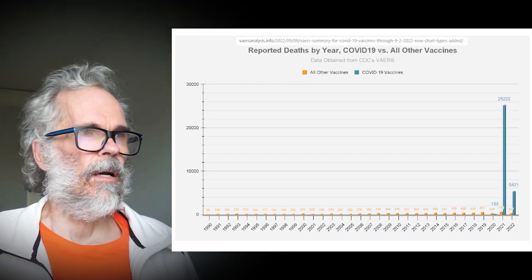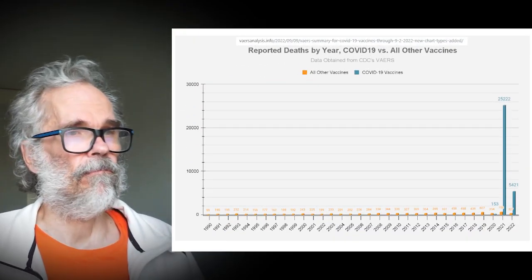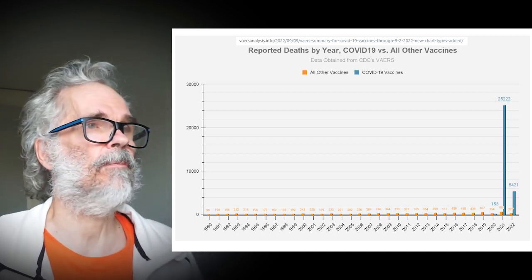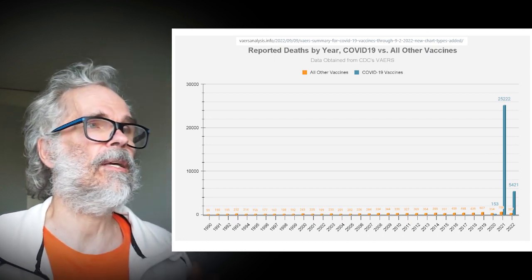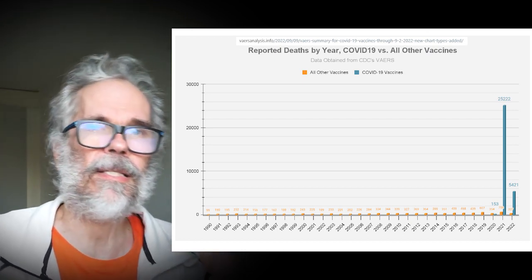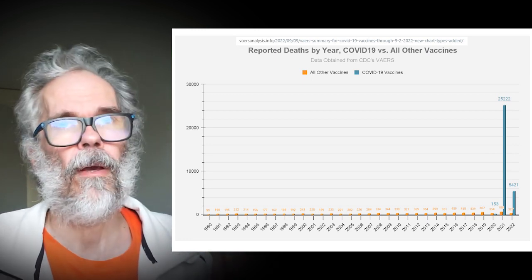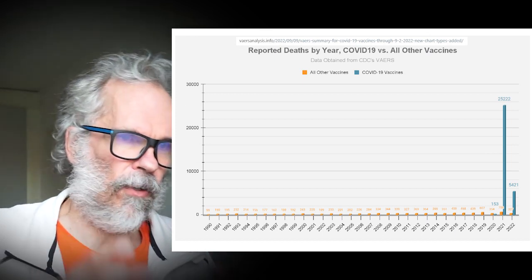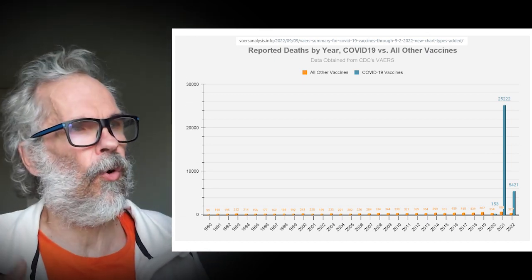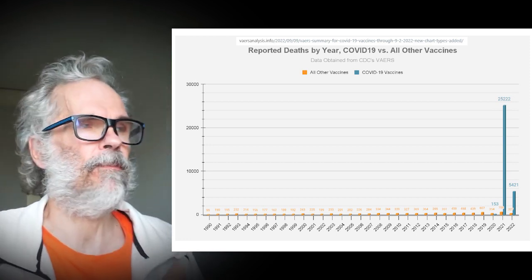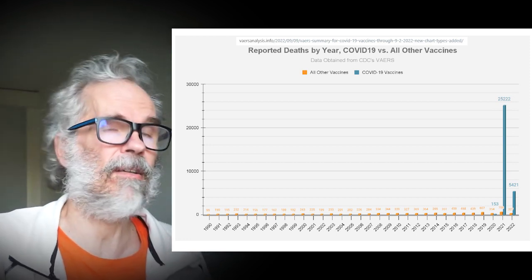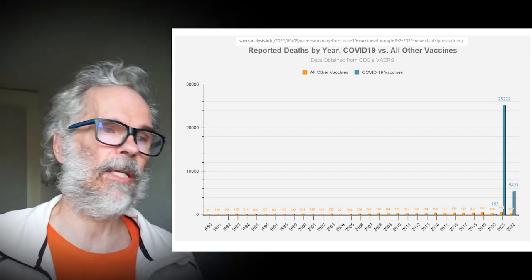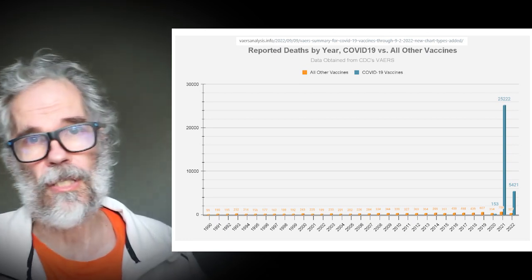And here is the graph for what was the VAERS system in USA. This is deaths that are reported as a consequence of a vaccine injection. And now, of course, not all deaths reported in connection with vaccines are actually caused by the vaccines. But then again, the same applies also to the other vaccines, not just the COVID vaccines.